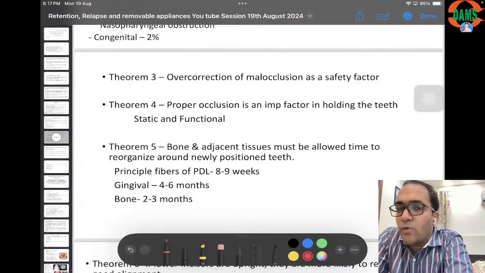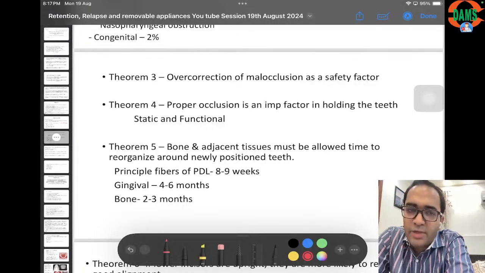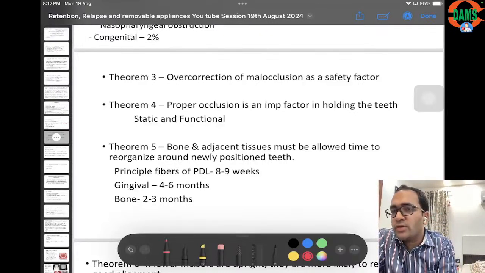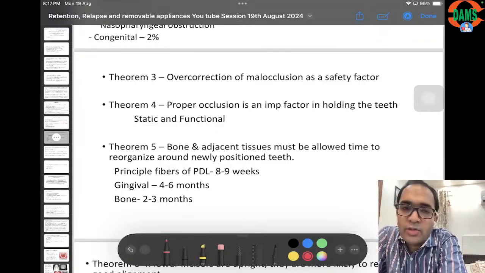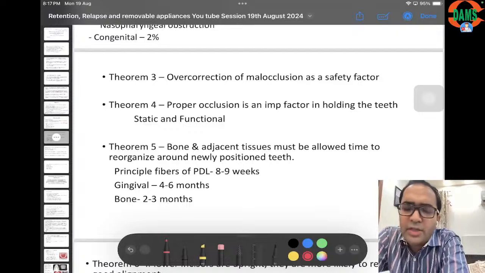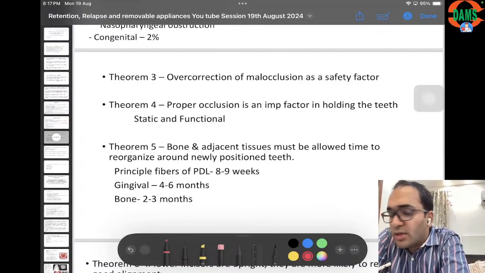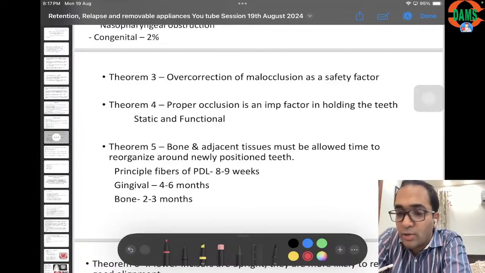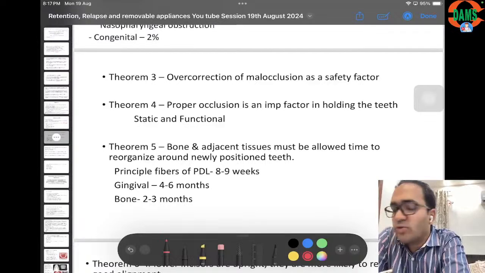Third, overcorrection of malocclusion as a safety factor. What it means is that the teeth which are moved to position should be moved slightly further, so that once the relapse occurs, the teeth return to the stable or the correct desired position. This is a slightly controversial theorem because one cannot ascertain how much relapse will occur.